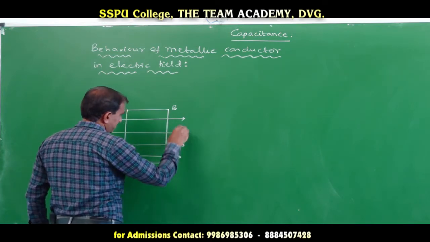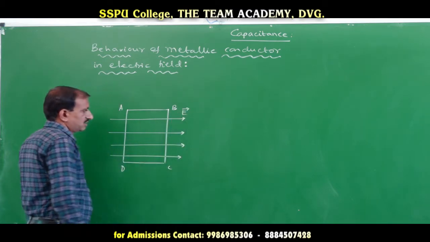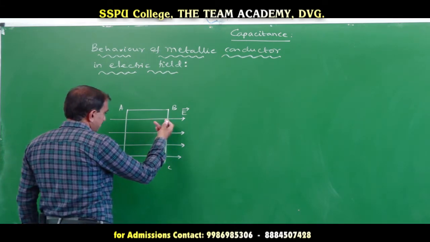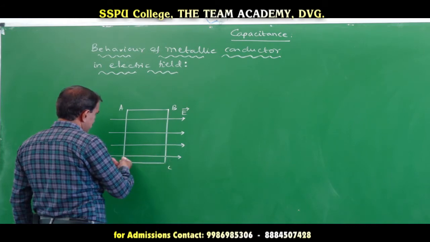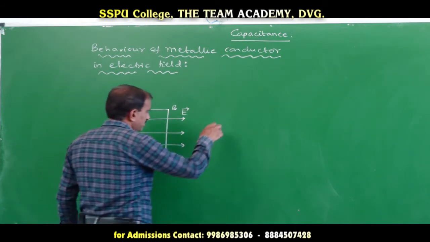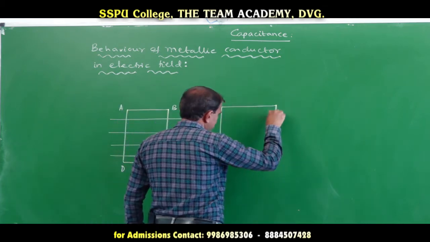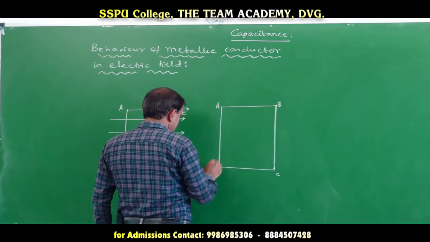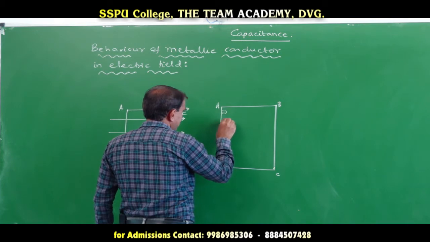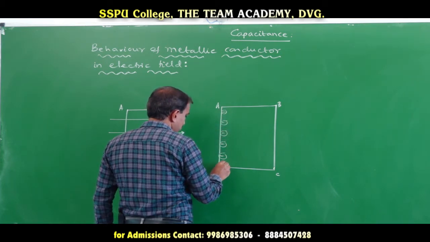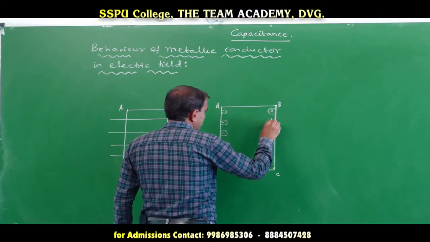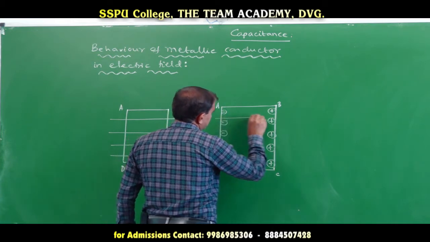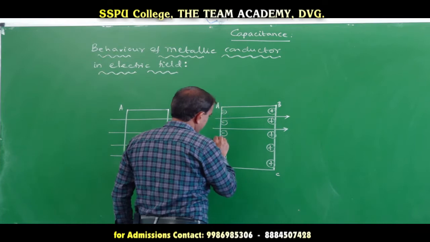When the electric field is applied, the negative charges flow from the side BC of the conductor to the side AD. These are the negative charges on the side AD, and these are the positive charges on the side BC. This is the momentary flow of charges when the external electric field is applied.